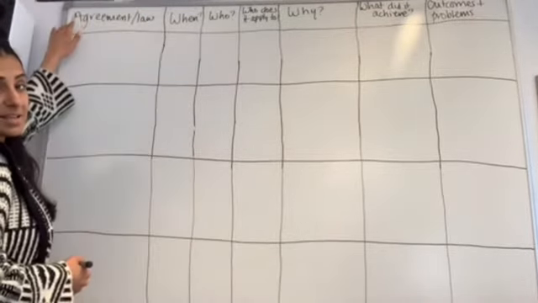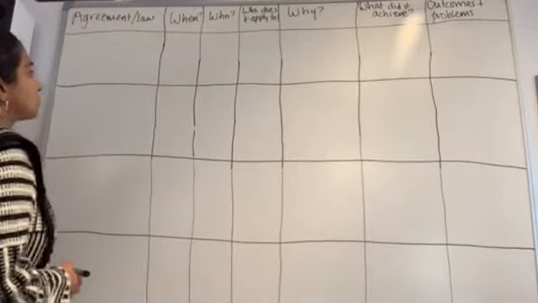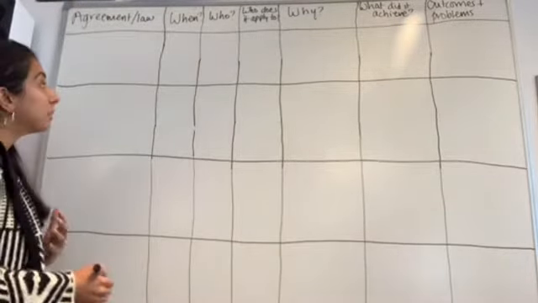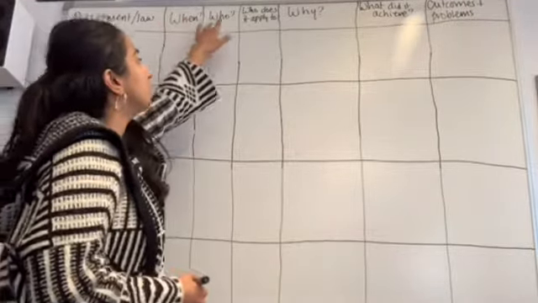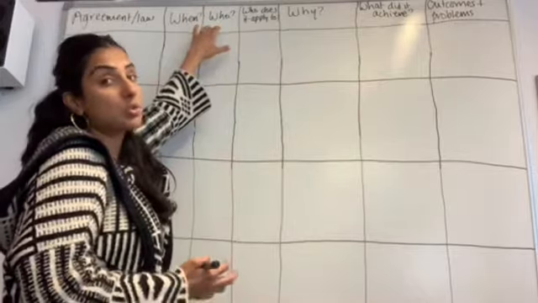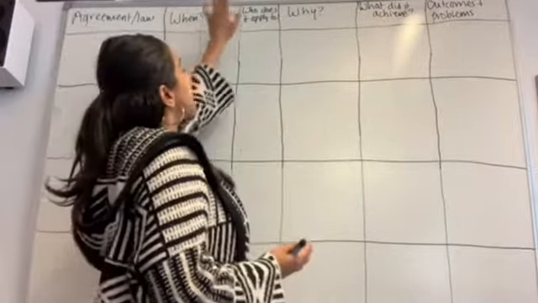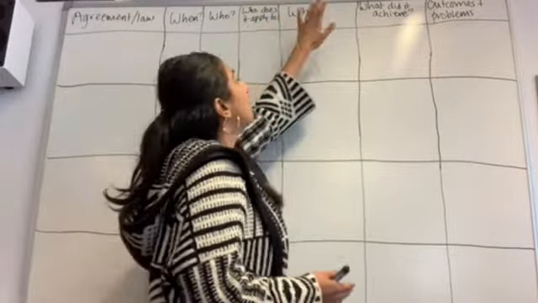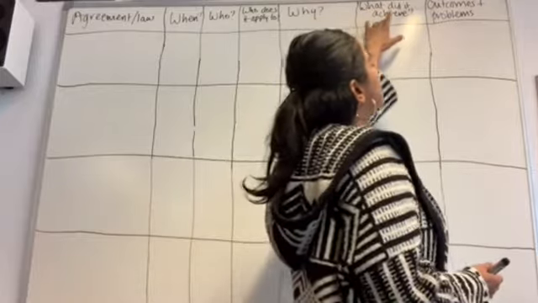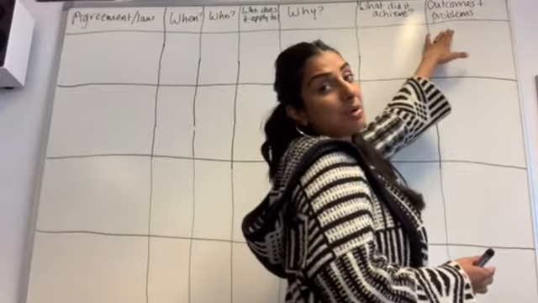In the top left here it says agreement and laws. So this refers to any agreements or laws or declarations or conventions that have been put in place to implement human rights. Next, you've got when, then who, as in which international body or which organisation introduced this agreement or legislation. The next one is who does this apply to? So which countries does this agreement apply to? Why was it introduced and what did it achieve? Finally, outcomes of this agreement and any problems that exist.